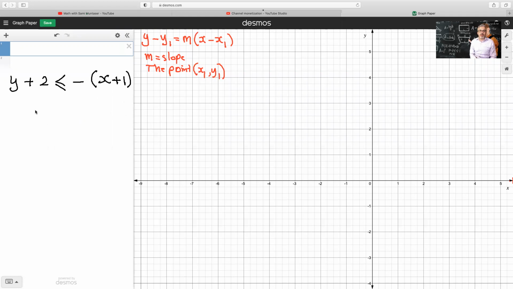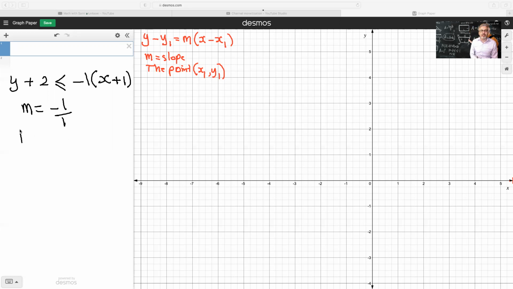So here, if we want to find out what the slope is, the slope is right here, even though we only wrote negative, there's a 1 right there. So the slope is negative 1, which means negative 1 over 1. So the rise is 1 and the run is 1 as well. And this line should be going down since the slope is negative.